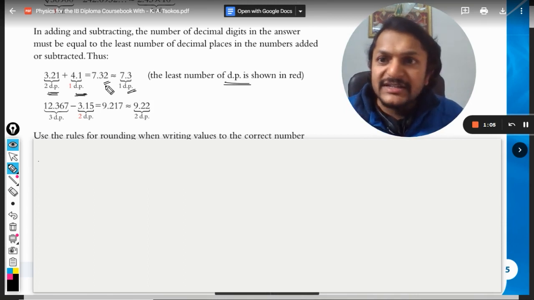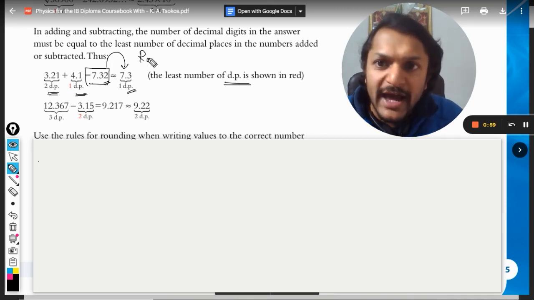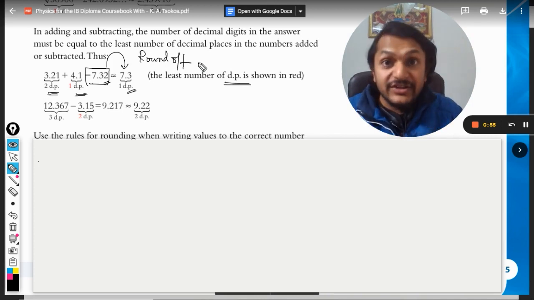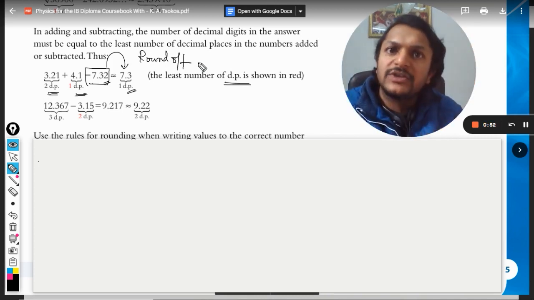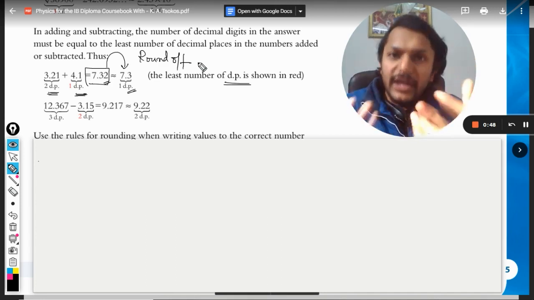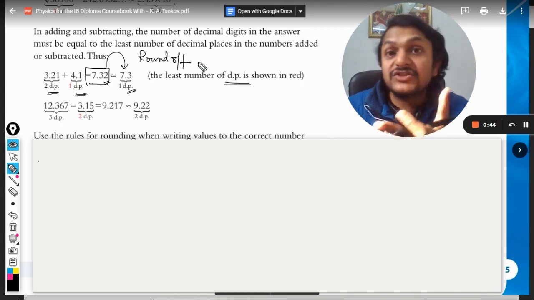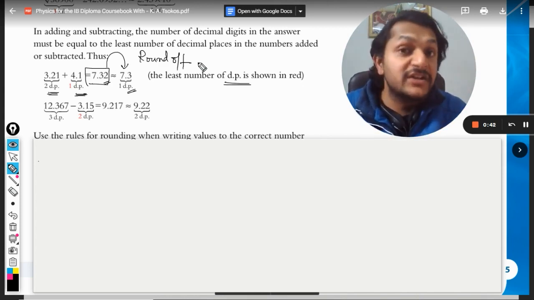Now, if you have the value of 7.32, it is written as 7.3. This process is known as round off. Round off is the process with which you reduce the number of significant figures of the actual answer into the answer that you must give as far as significant figures are concerned.